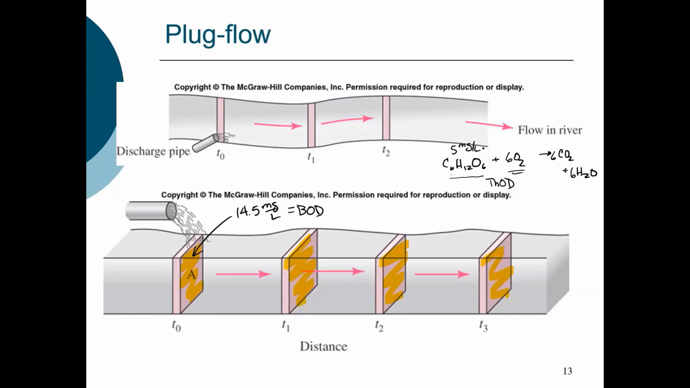So as this parcel moves downstream, what can happen? And think of it just in terms of glucose. What can happen to that parcel? So the parcel's moving downstream. What can happen to that parcel as it moves downstream?